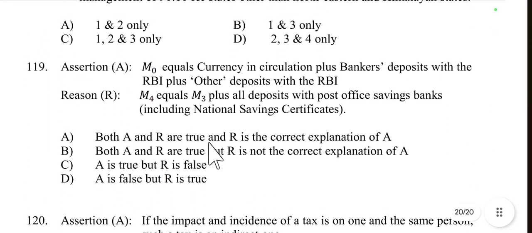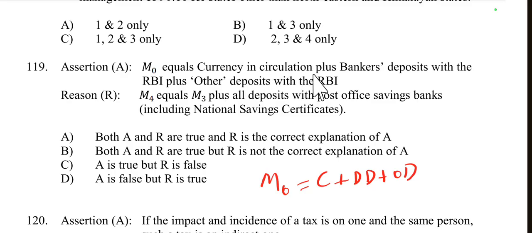Then question number 119, an assertion and reason based question. Assertion: M0 is equal to currency in circulation plus bankers deposits with the RBI plus other deposits with the RBI. So the assertion is true because it is called M0. M0 is equal to C plus DD plus OD. C means currency in circulation, DD means bankers deposits or demand deposits with the RBI, OD means other deposits with RBI. So the assertion is correct.